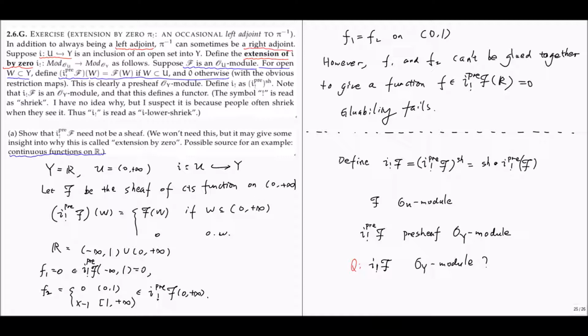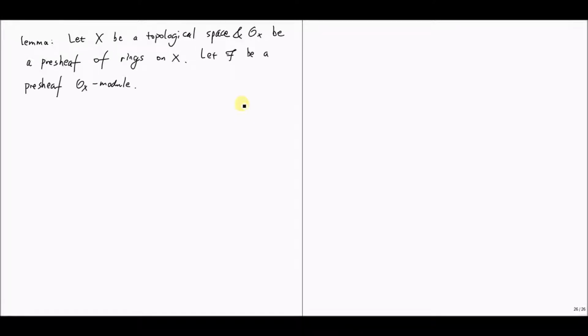The answer is yes. Actually, we can show that the sheafification of a pre-sheaf module will be a sheaf module. Let me write this as a lemma. Let X be a topological space, and O_X be a pre-sheaf of rings on X. Let F be a pre-sheaf O_X module. Then the sheafification of F is an O_X module.